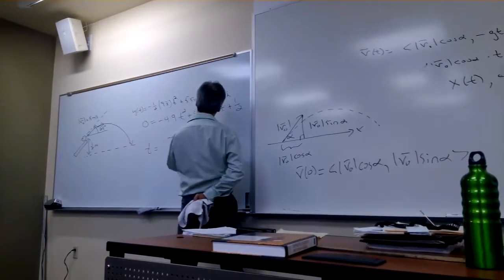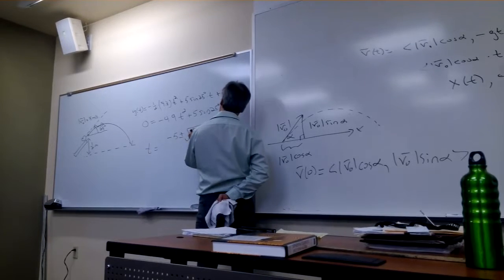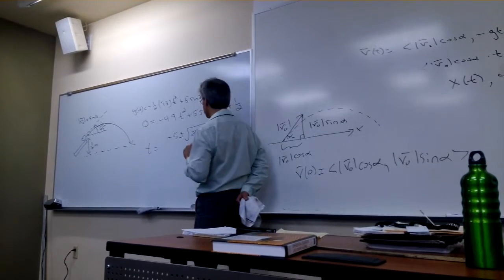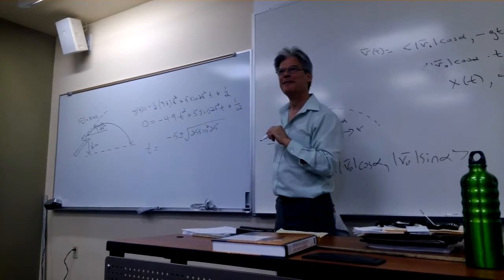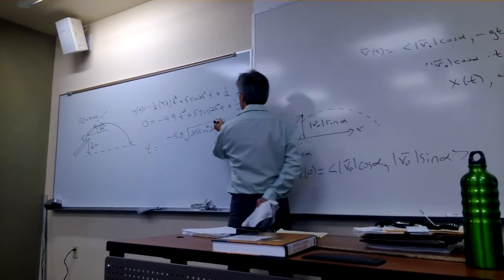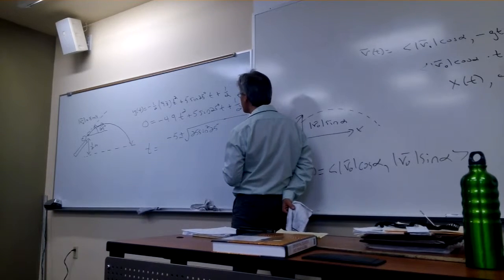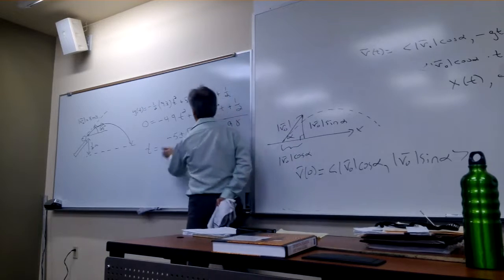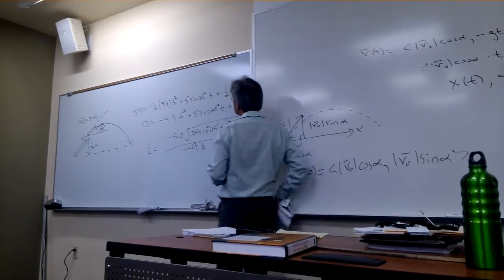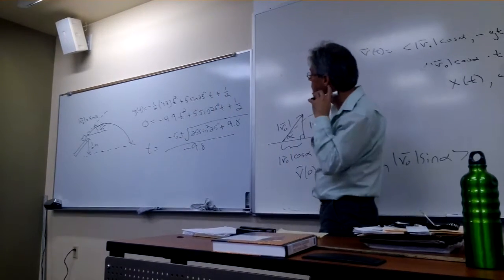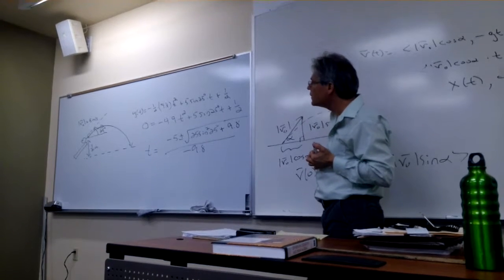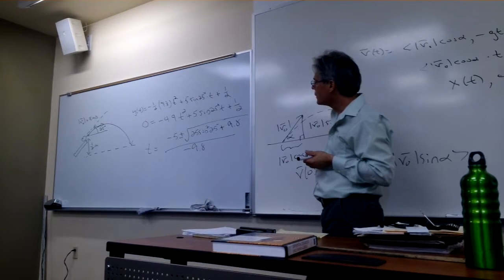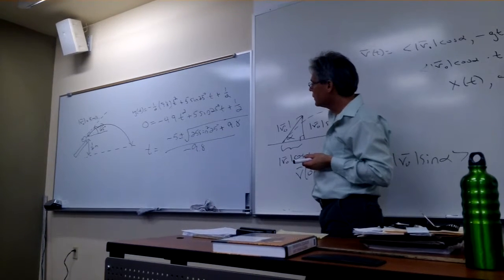negative b plus or minus the square root of b squared, minus 4ac, so plus 9.8, all over 2a. Do you guys mind if I'm too lazy to pull out my calculator? You need a sine 25 degrees up there. Did I miss something? Are you saying I made a mistake?